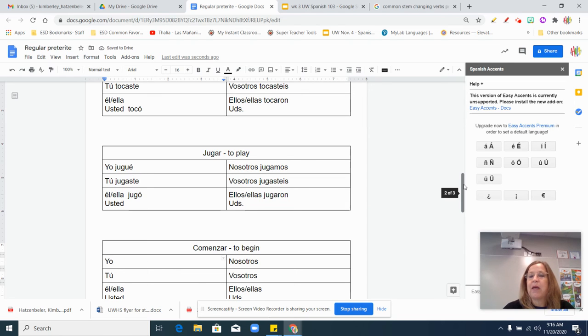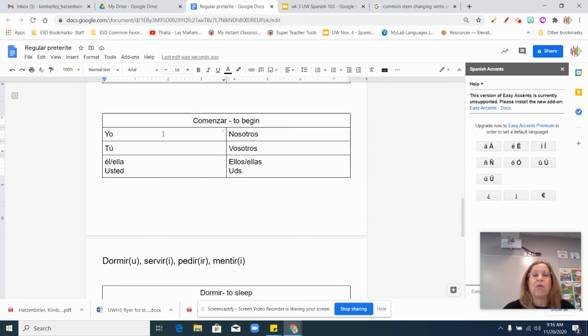And another one with a spelling change is comenzar. Any of those that end in ZAR. In the yo form, in this one, I don't even know why they do it, because it doesn't really change how you pronounce it. But they change that Z to a C and add the É. It's only, again, in the yo form. Comencé. And then the rest, it keeps the Z.